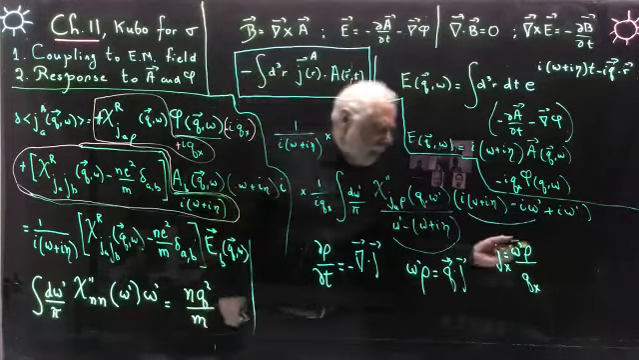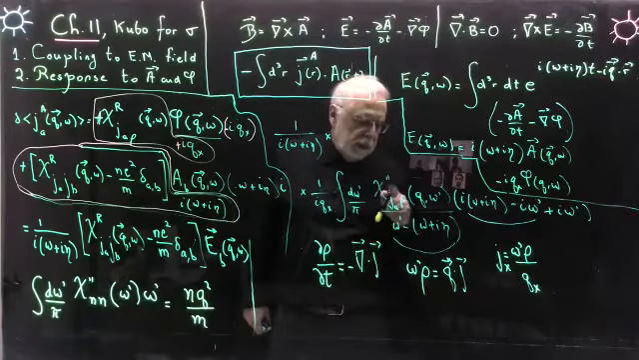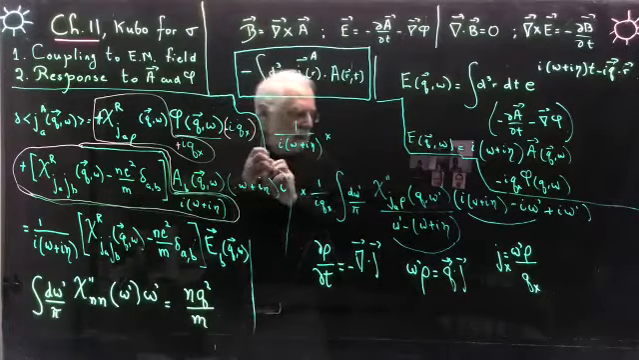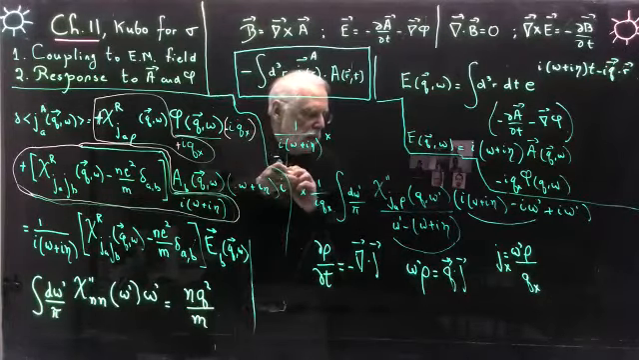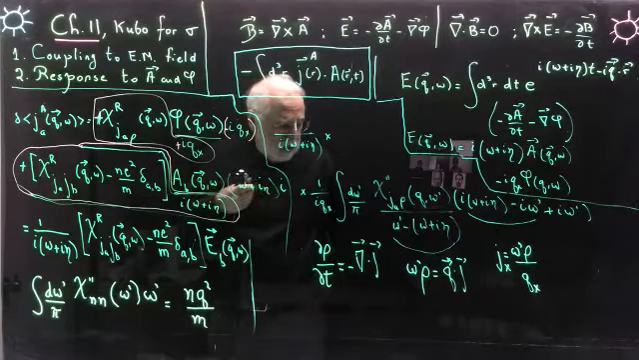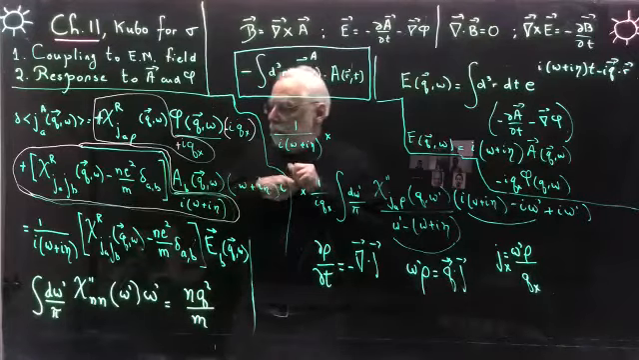Okay, and I can use this because this is a commutator. There's no theta function, no Heaviside function. So I don't need to worry about taking the derivative of a Heaviside function. Okay, so it's already finished.